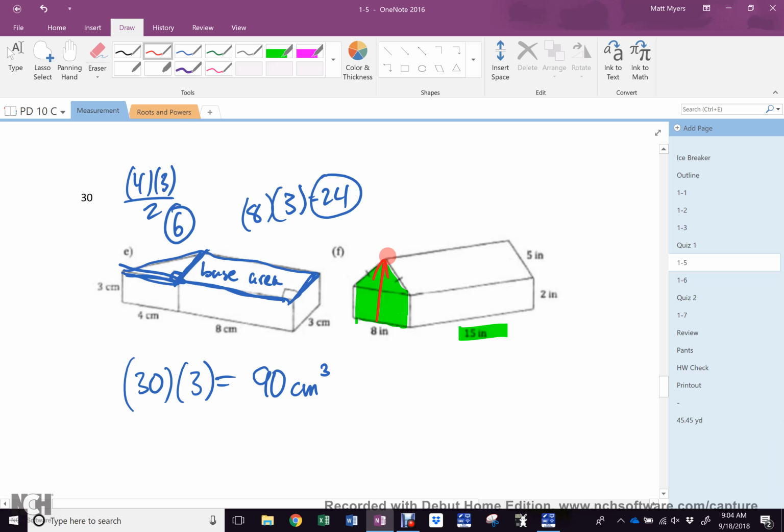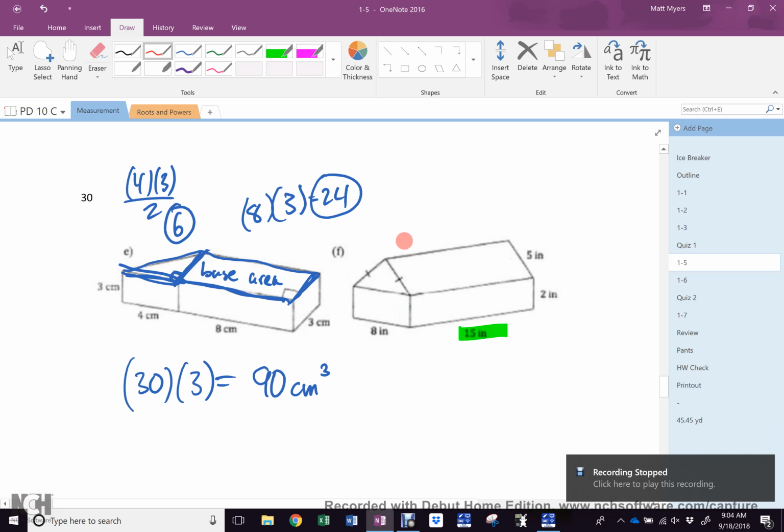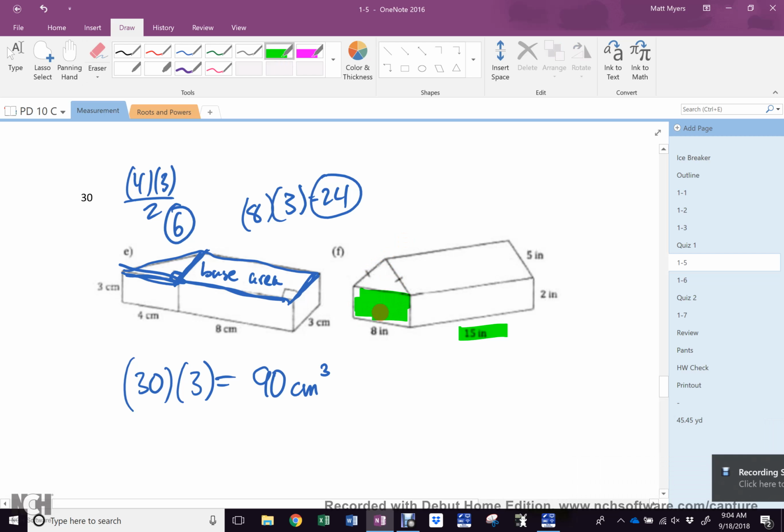Right? So, how am I going to find this area? Well, this part of it's not hard. What's that? 16. This part's a little dodgy, right? But we already did surface area. If this is 5, how far is this?